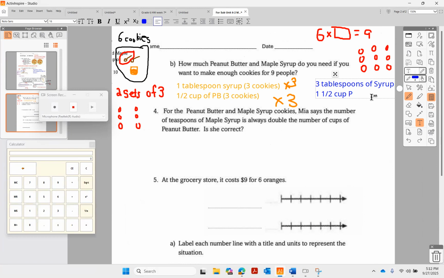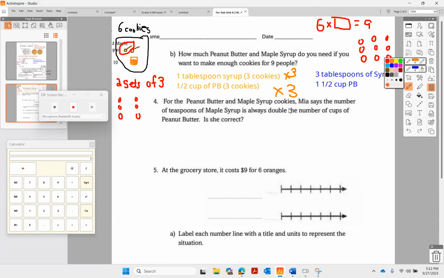So here's what I would do. I tell my students all the time, draw a diagram. Okay, so I would say, okay, this was 1/2 cup. This was another half. This was another half. 1/2 and 1/2 makes 1 whole.